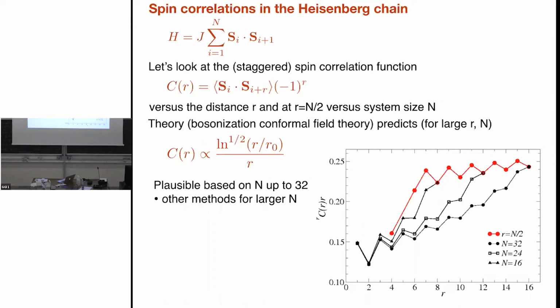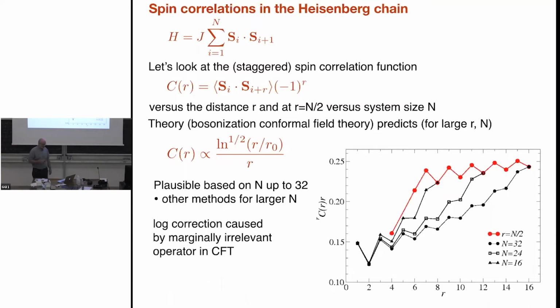But you can imagine that this comes from the log correction. Now the red points here, those are if I look at R equals half the system size, and there it's much flatter but still slightly increasing. So you can see that it's not easy to study this form here. One needs to go to much larger systems, but at least it shows something along those lines.